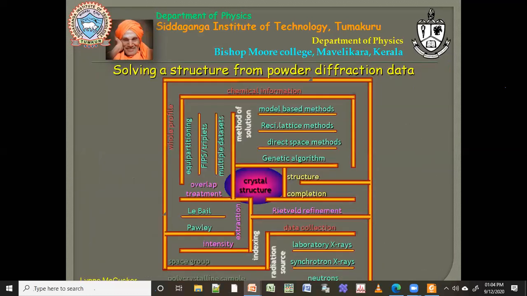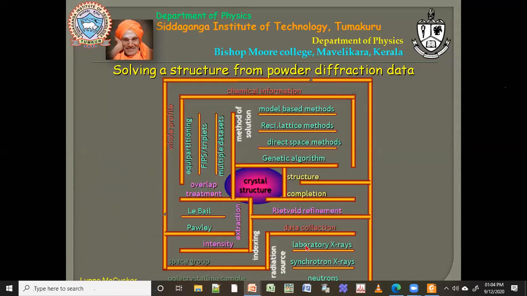Okay, so next, this is just a summary of whatever we did: solving a structure from powder diffraction data. Okay, so if you want to arrive at the crystal structure, it is like a maze. Okay, you have played a maze. You can enter from one place, then you have to go and find your crystal structure. This is your crystal structure. Okay, so there are different ways to do it.